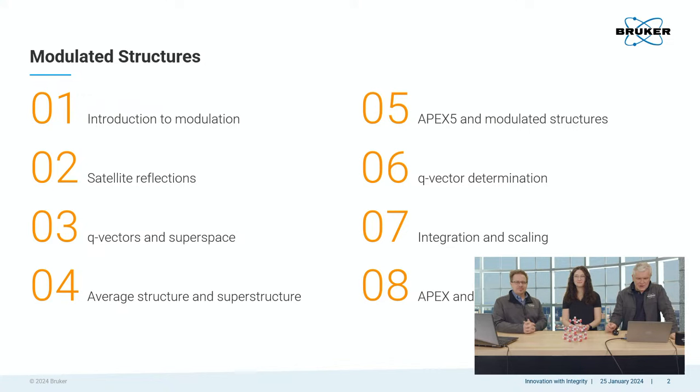So here's just a short intro to what we will look at. Just really quickly about modulation. We'll talk about satellite reflections. We'll talk about Q vectors in superspace. This is what we will need to describe this in higher dimensions. We'll look at an average structure and maybe superstructures. And then we will use APEX 5 to do a demo to determine the Q vectors, to index in a higher dimension, and then do integration and scaling.